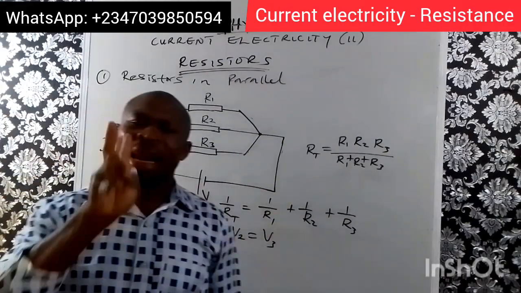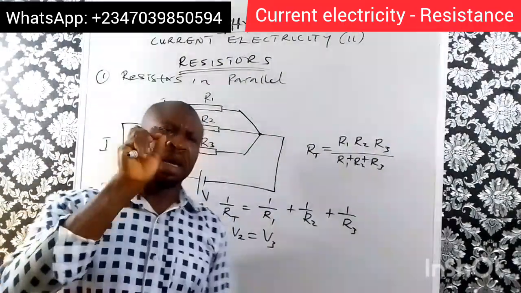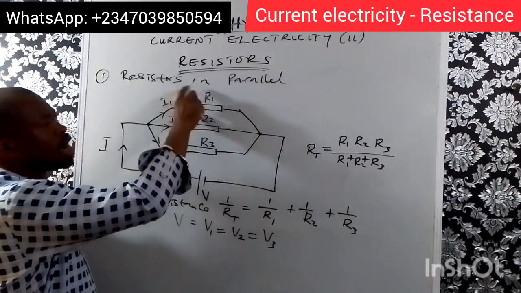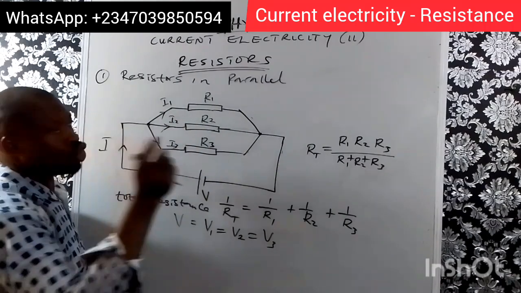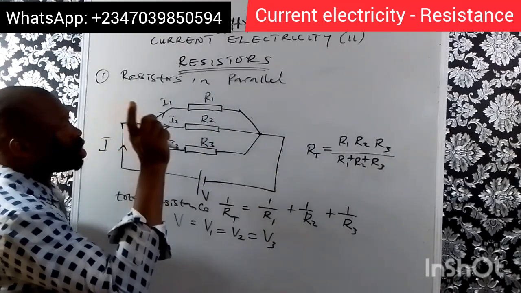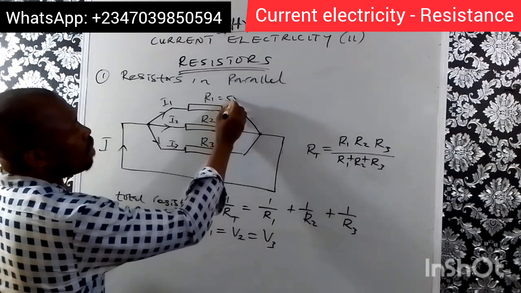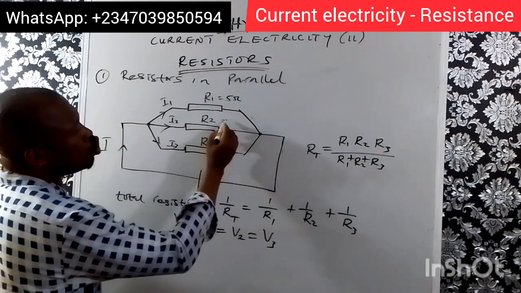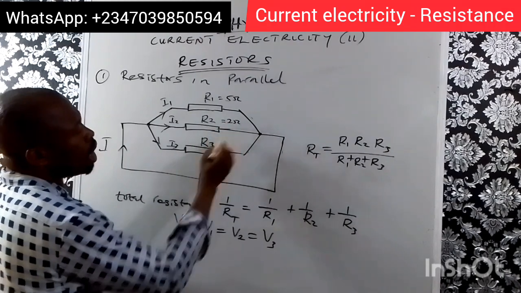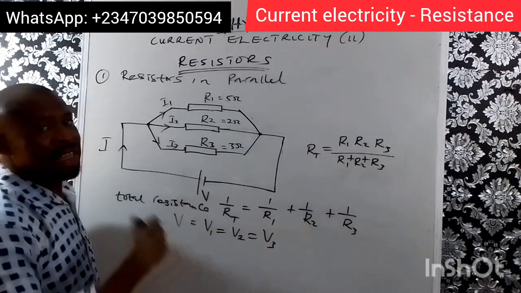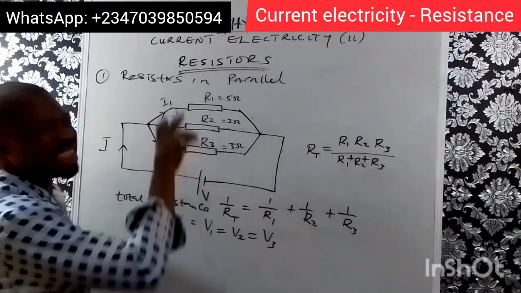The second thing I want us to note here is that the current is highly dependent on the value of the resistor. That means if, let's say, R1 is 5 ohms, R2 is 2 ohms, and R3 is 3 ohms, different currents will flow.